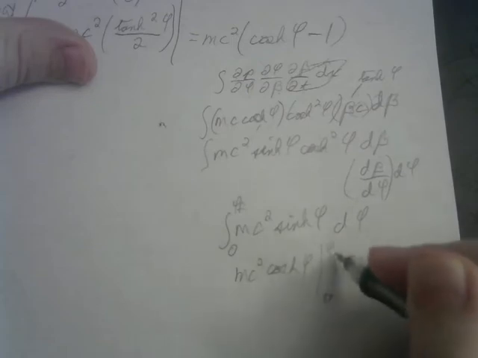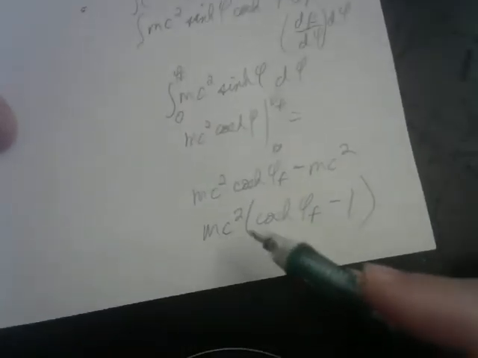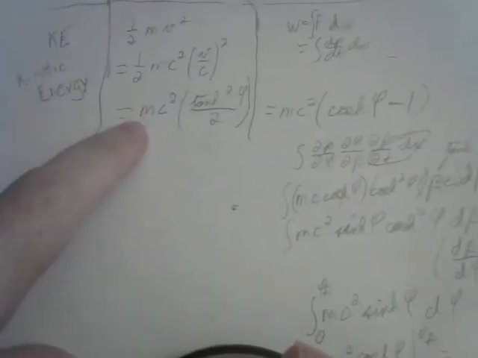Going from 0 to phi final, we end up with mc squared cosh phi final minus mc squared cosh 0, which is just 1. So, final answer, our kinetic energy is mc squared times cosh phi minus 1. Now, you may be wondering, why is it cosh phi minus 1? It looks so much different from this one.